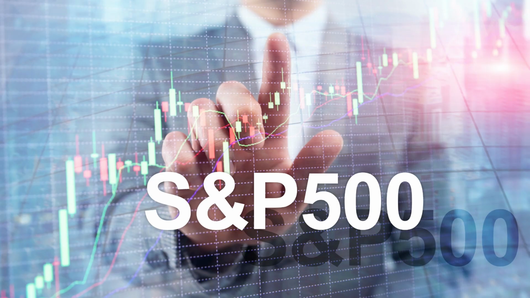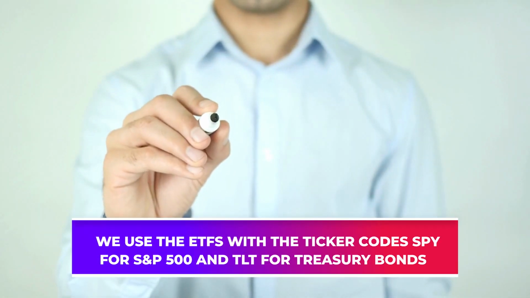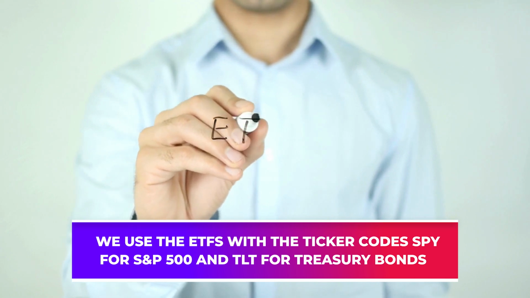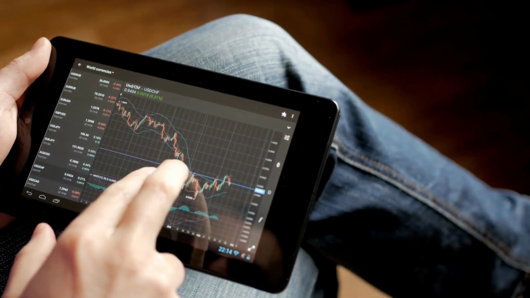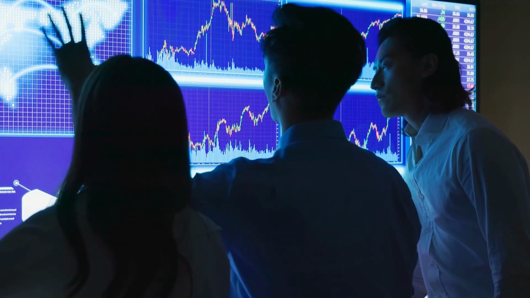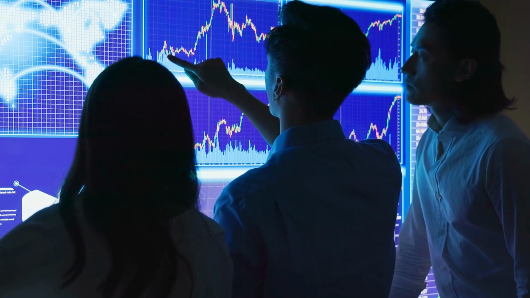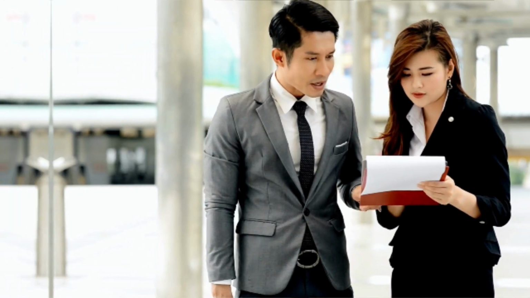Let's show you the trading rules of the first of the 3 dual momentum trading strategies. It trades S&P 500 and long-term Treasury bonds. We use the ETFs with the ticker codes SPY for S&P 500 and TLT for Treasury bonds. The trading rules and settings are very simple. At the end of every month, buy the ETF that has performed the best over the last 3 months percentage-wise. That's it. Rinse and repeat every month.